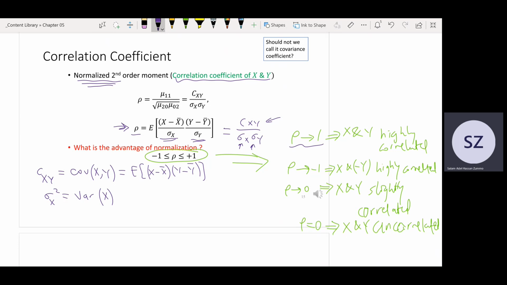However, if rho is very close to -1, like -0.9 or -0.8, it means that x and minus y are highly correlated, or minus x and y are highly correlated. While if rho is close to 0, it means that x and y are slightly correlated. However, if it is equal to 0, then it means that they are completely uncorrelated. Okay? Any questions?